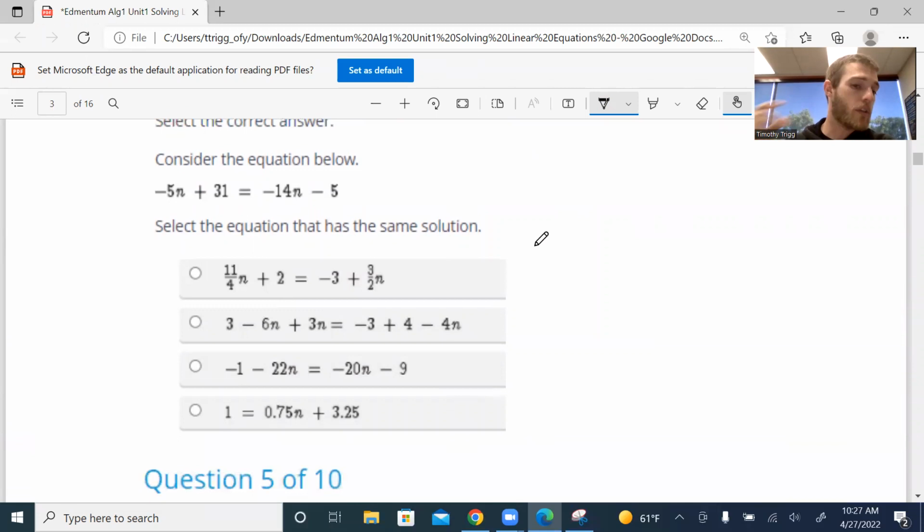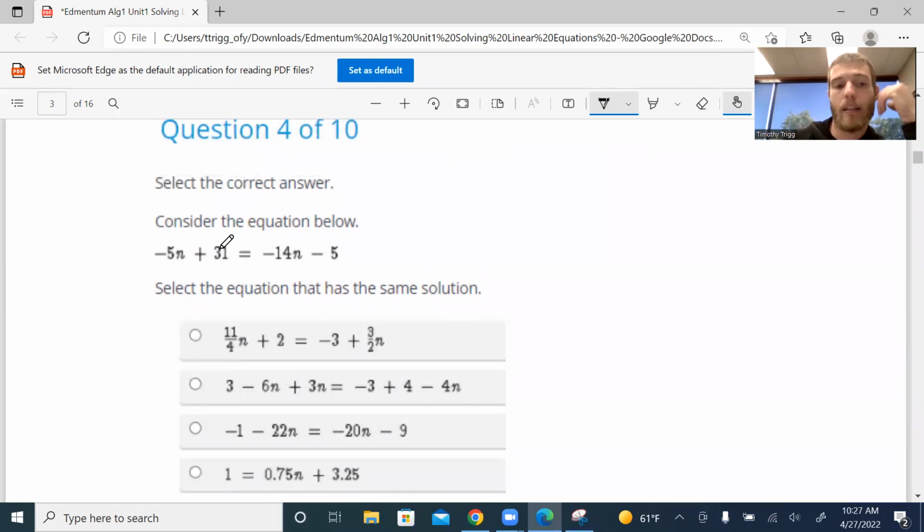All right. This one's going to be a little more time consuming, but we want to select the equation that has the same solution. So first thing we need to do is find the solution of this equation. Okay, so let's go ahead and solve it. I'm just going to write it to the side here so I've got some room to work. And I suggest you copy it as well on a piece of paper. There's really no substitute for physically writing it down on paper. You have to do that, honestly.